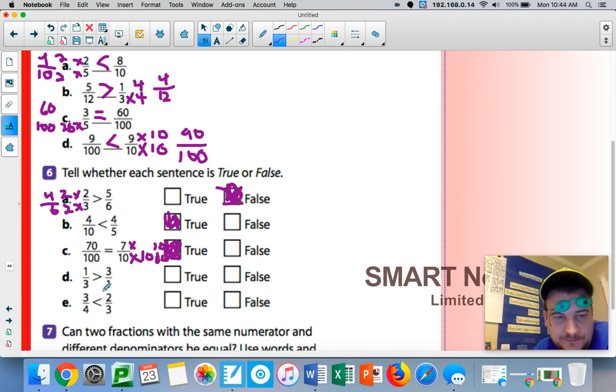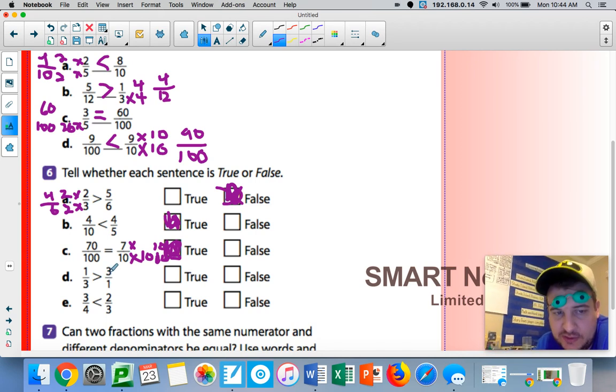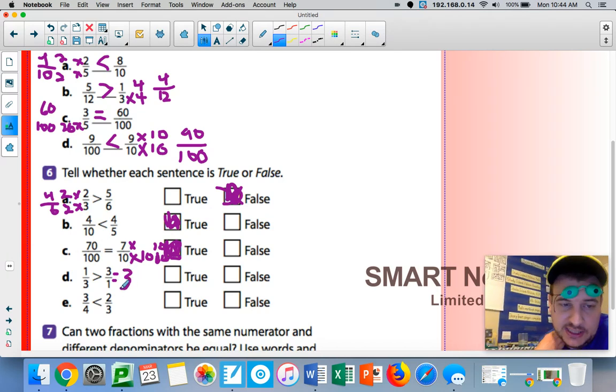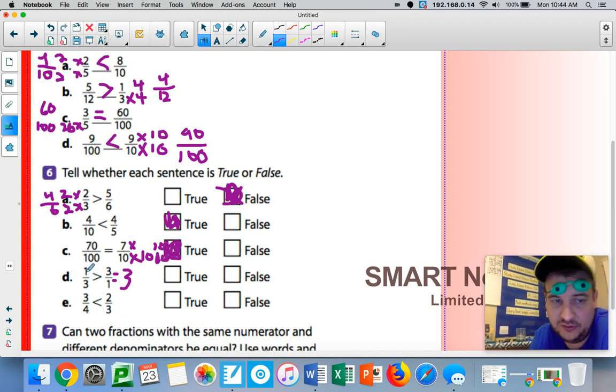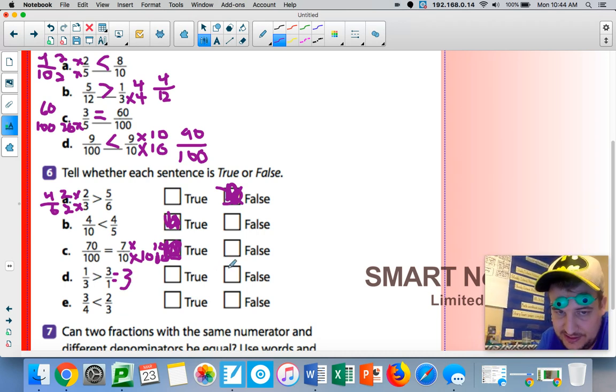Okay. Don't get tricked by this one. You have 3/1, which means 3 wholes. This is equal to 3 wholes, 3 complete shapes. This is 1/3, which is 1 piece out of 3. I don't know about you, but I would rather have 3 whole pizzas than just 1 piece out of 3. This is false.